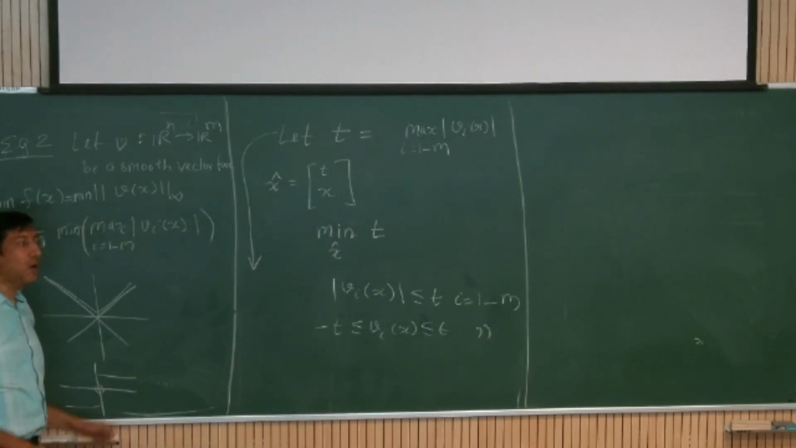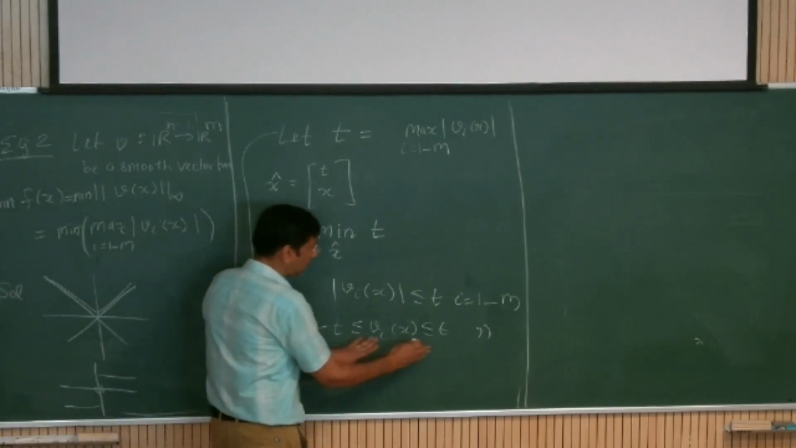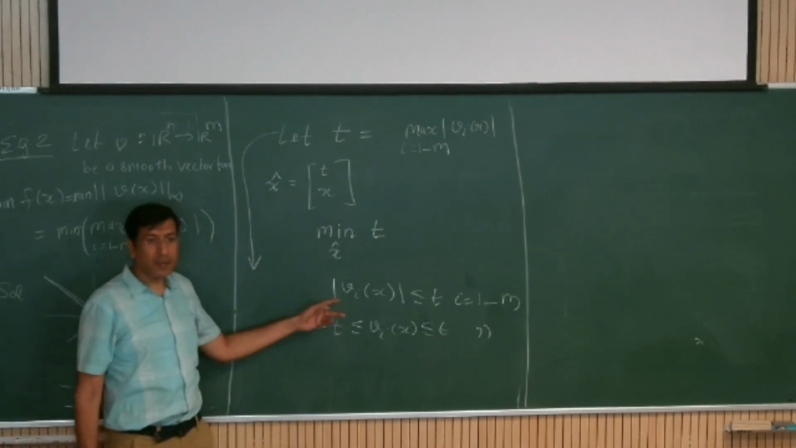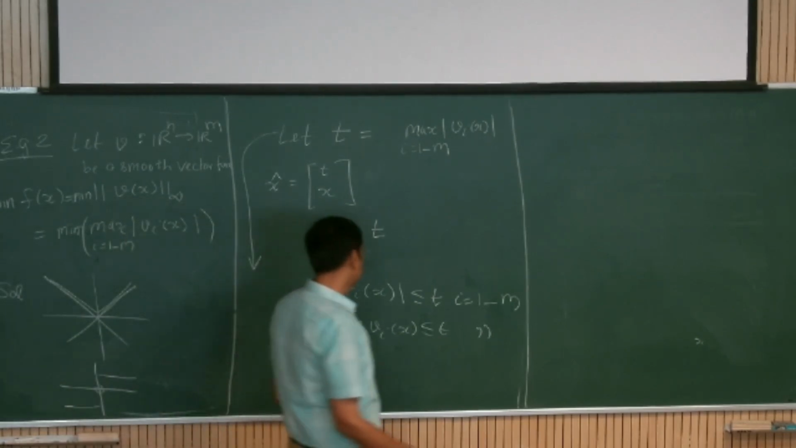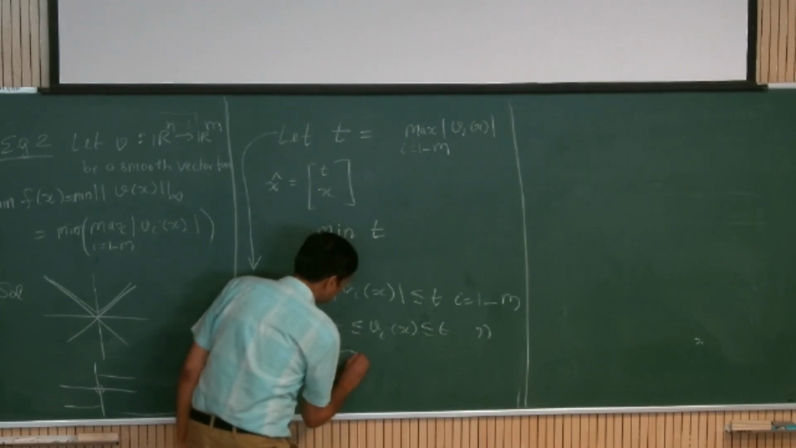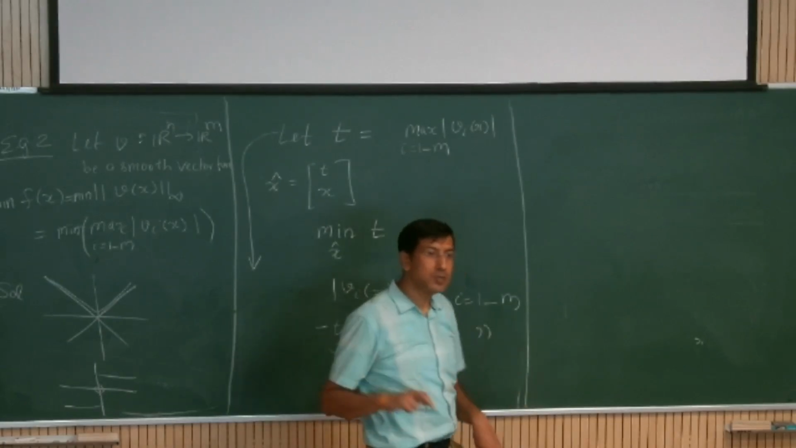Correct? Now we want to write it in the standard form. So we'll take this guy separate and this guy separate. Everybody clear? I just expanded the absolute function. Okay. So I'll write this guy separate and these guys separately, with a greater than or equal to 0 sign.